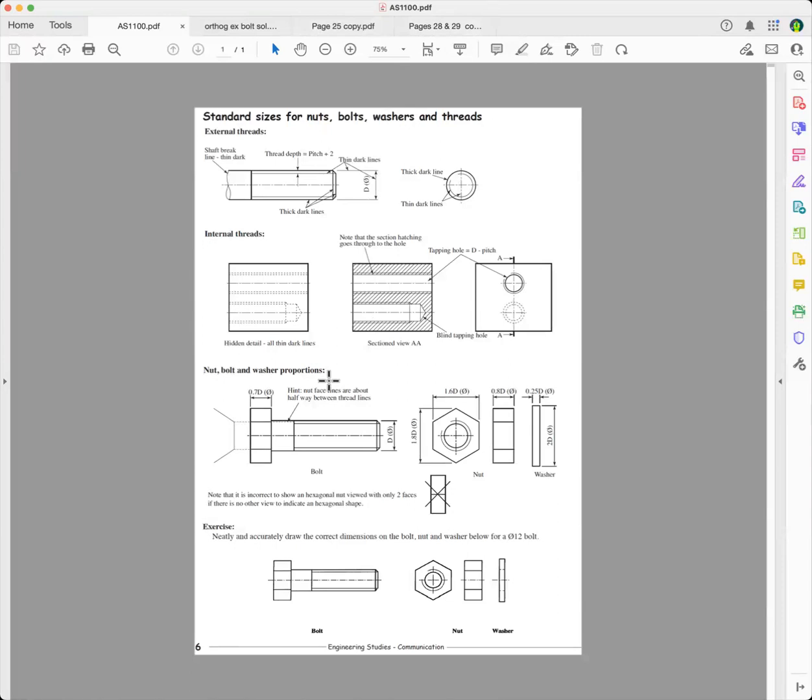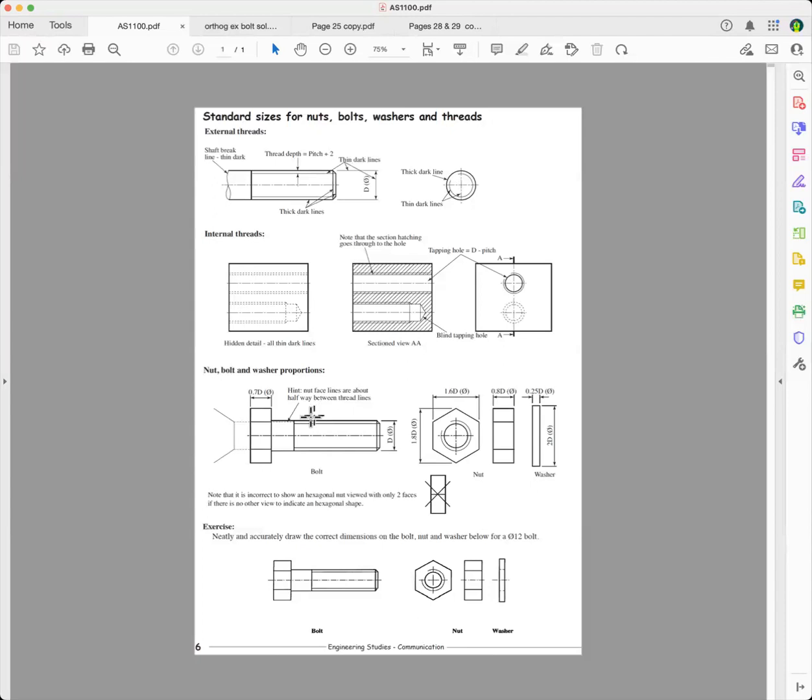With drawings, you don't want to have to dimension all nuts, bolts, washers, and things that have standard sizes. And so the idea is that when you're drawing it, you use a standard that gives you the proportions of the nuts, bolts, and washers.